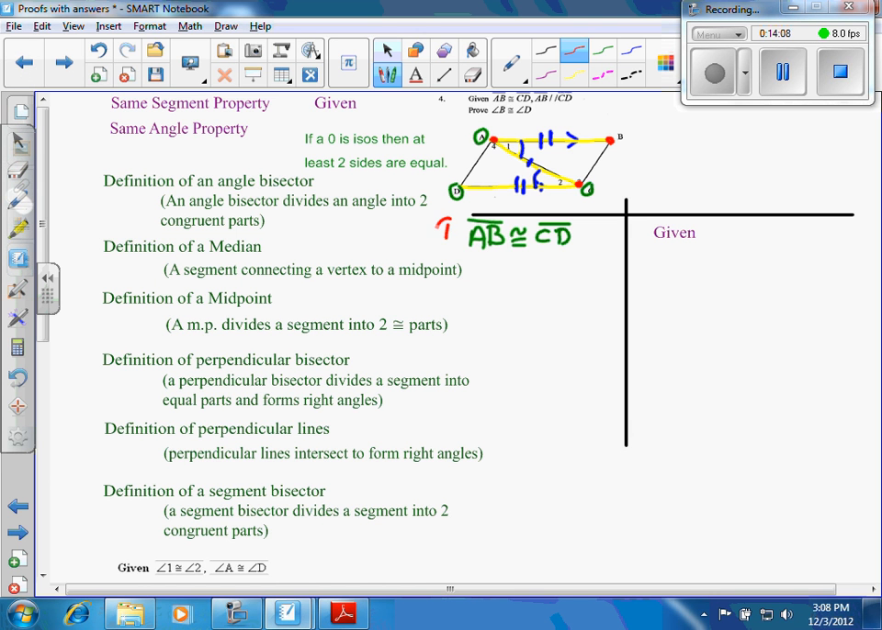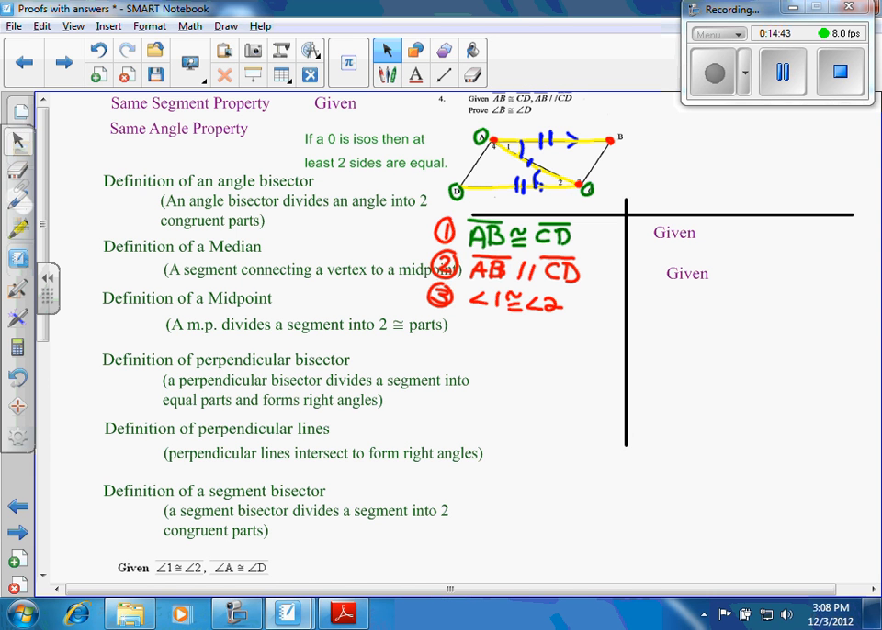AB is parallel to CD. Okay, so AB is parallel to CD. And that's a given. So what's the result of that, Alex? Angle 1 and angle 2 are congruent. Right. So the result being our third step, angle 1 is congruent to angle 2. Okay, now this is where order matters. What came first, the parallel lines or the congruent angles? The parallel lines.